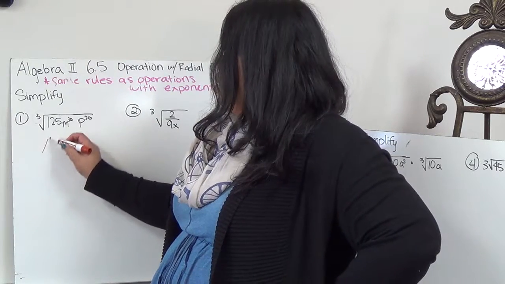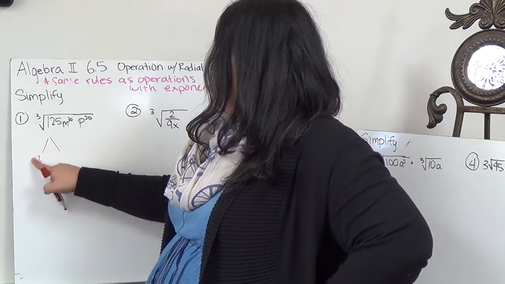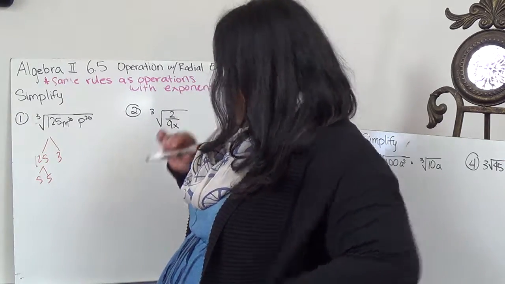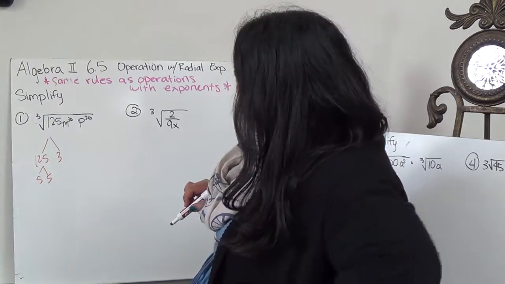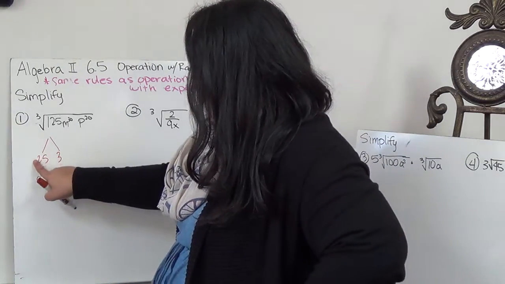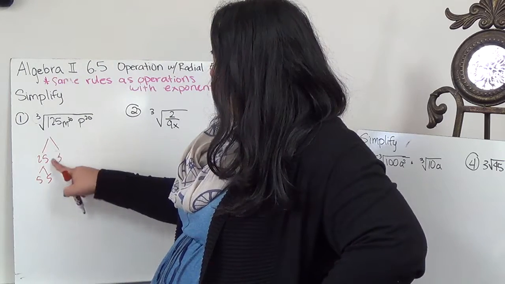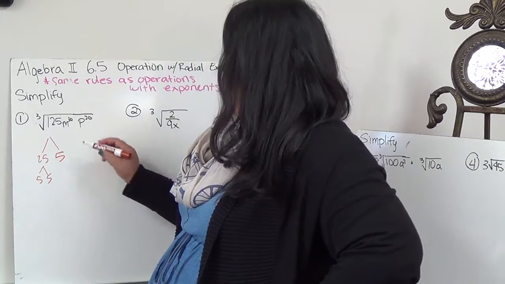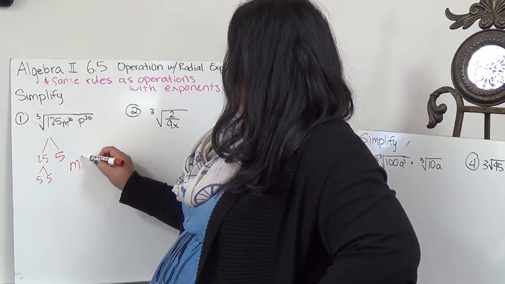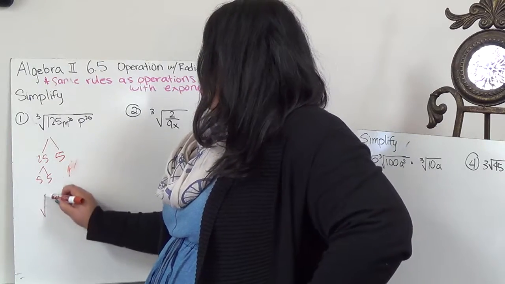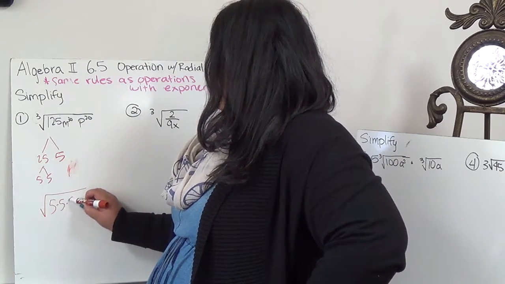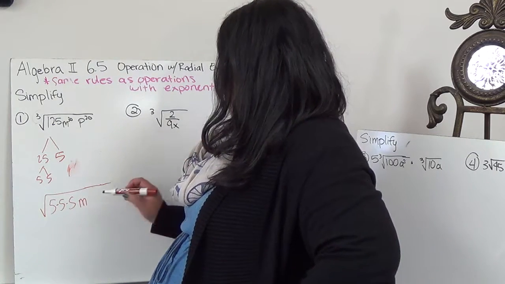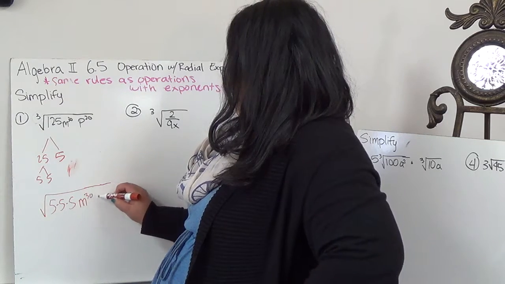So this would be 120, sorry, this would be 25 times 3. This would be 5 times 5. No, sorry, it's 25 times 5, right? And then this is m, so this would be square root of 5 times 5 times 5. This would be m to the 30 and p to the 20.